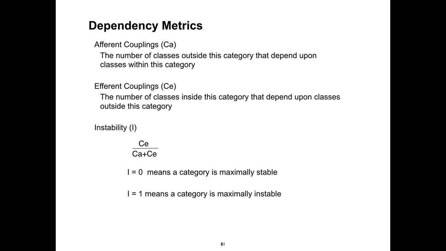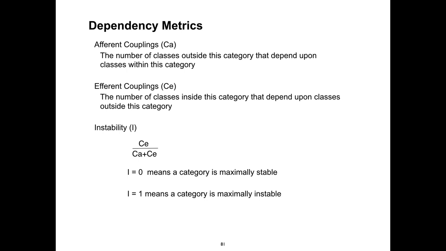And then we have the reverse, right? This one depends on something outside. And so then we define this crazy metric. So how do we get the value to be zero? The only way that it's zero is CE has to be zero, which means our package doesn't depend on anybody outside, right? Which means this one is stable, because everything else can change, but we're not going to be affected.